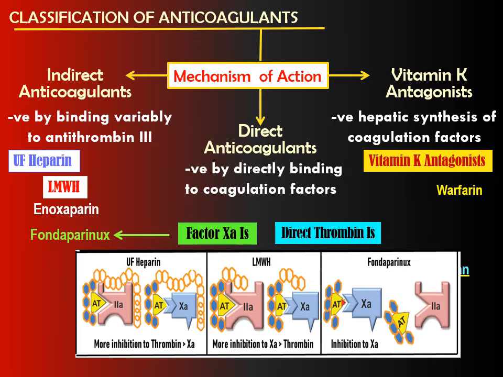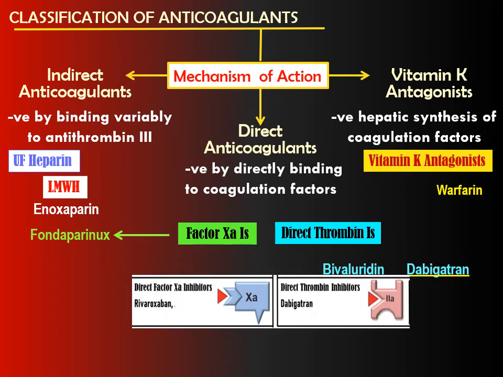To sum up, هنا unfractionated heparin binding to antithrombin 3 will inhibit both thrombin and factor 10A. However, unfractionated heparin inhibits thrombin more. Low molecular weight heparin inhibits factor 10A more than thrombin, and fondaparinux acts only on factor 10A and does not inhibit thrombin.